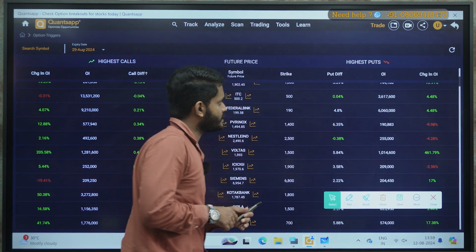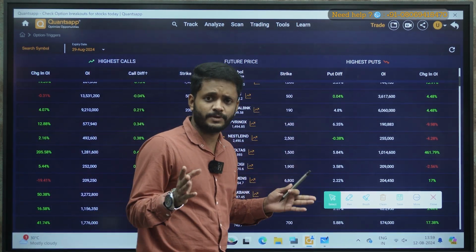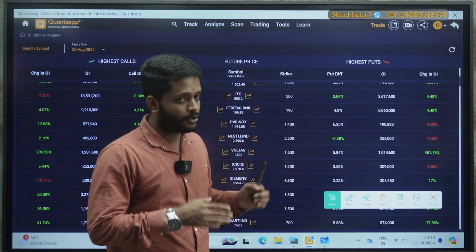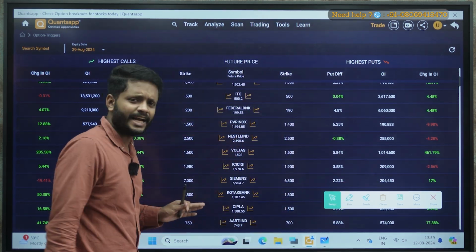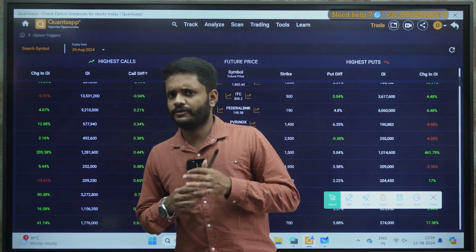Same on the put side. Click on put difference, find out those stocks where the put difference is between 0 to 1%. Change in OI, if it is negative, that means put writers are unwinding and there is a possibility of a downside. If you want a detailed video about this, I have uploaded a detailed video on triggers as well. You can definitely go and check.